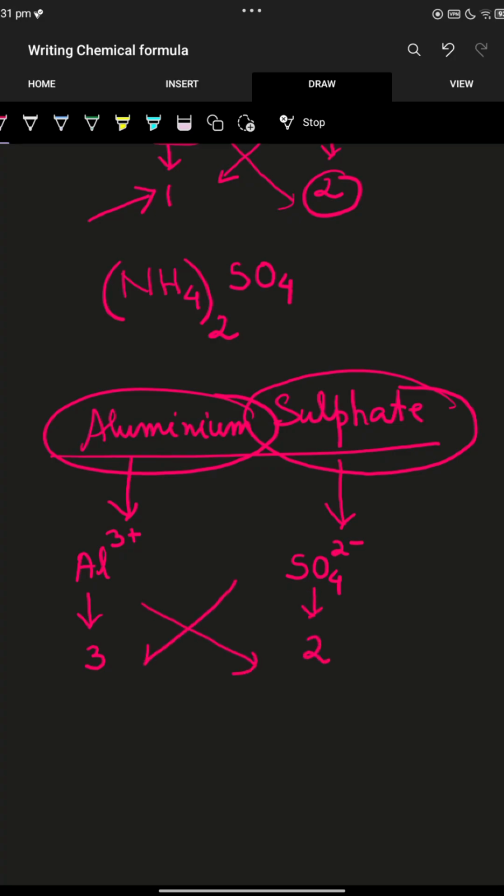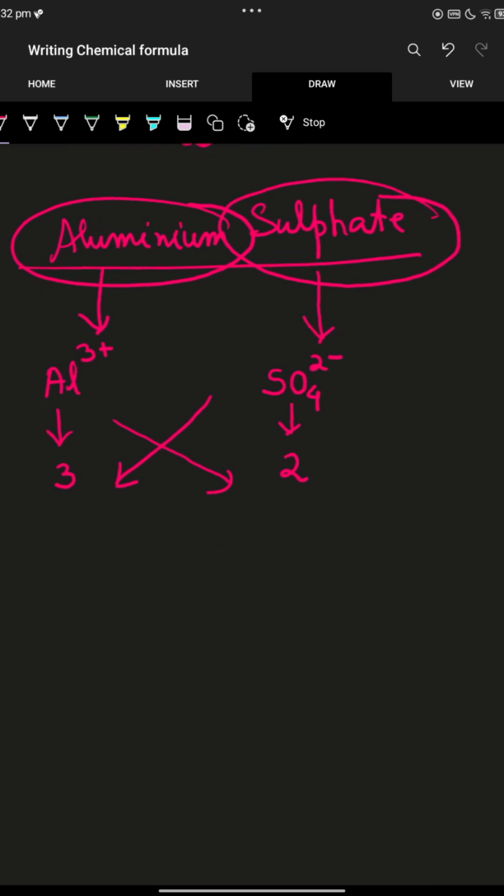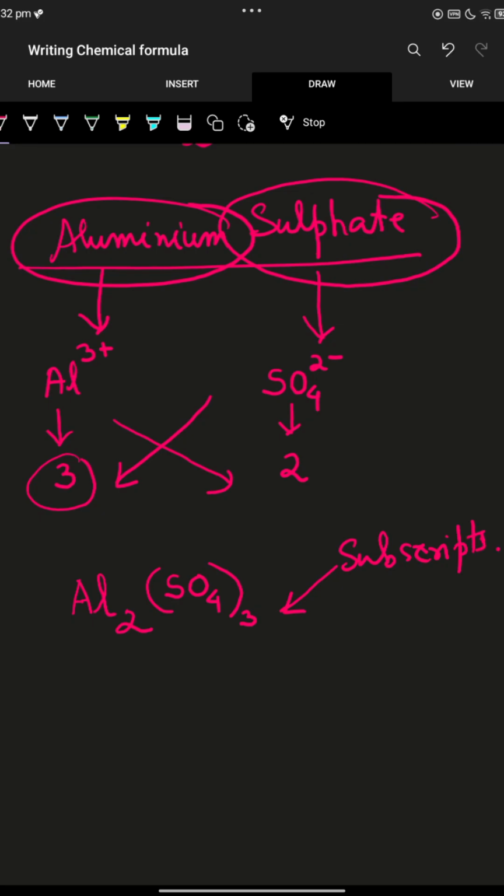Crisscross of valency you will do. Aluminium will get 2, sulfate will get 3. So Al, this is not polyatomic, so it will get Al2. Sulfate, polyatomic, and it's getting 3, which is more than 1. So (SO4)3. These are the subscripts. So this is the formula, Al2(SO4)3, aluminium sulfate.